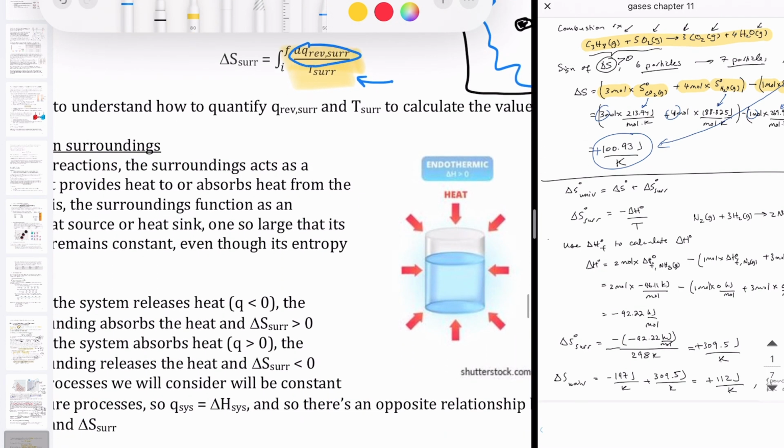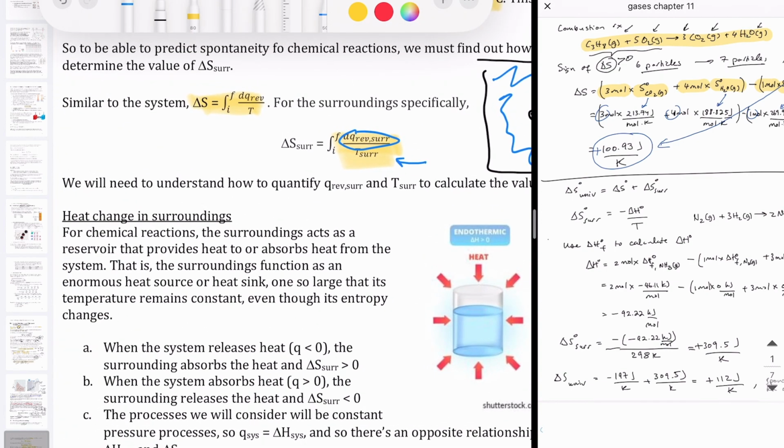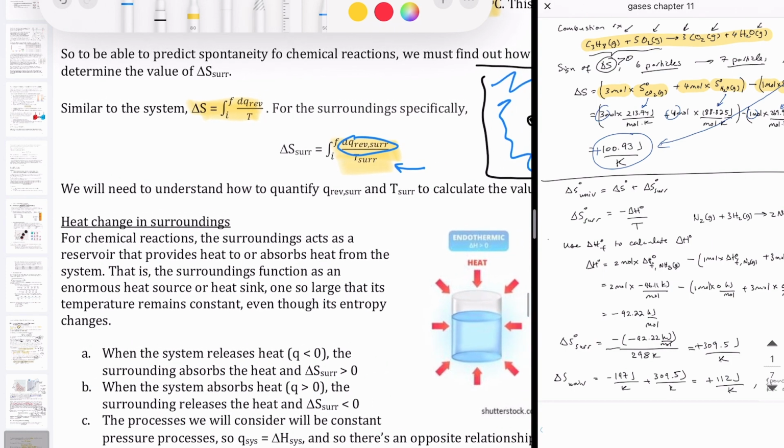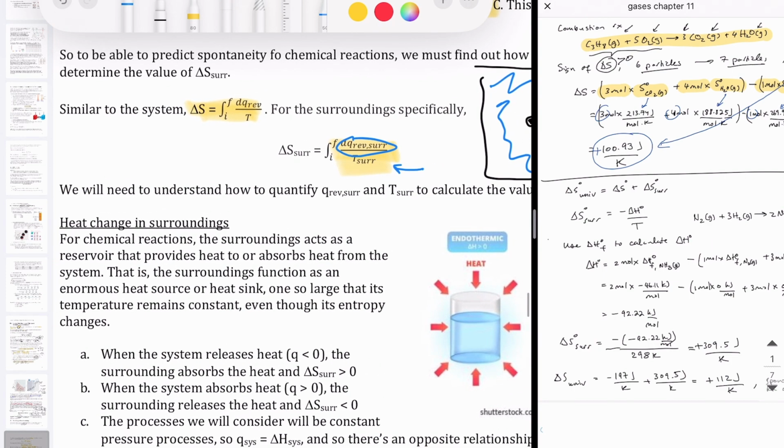However, the top component here is what we need to consider, which is what is the heat that the surrounding either receives or gives away. Well, what happened in the surrounding is not because of the surrounding, it's because of the system. The system is what is giving away heat to the surrounding or is absorbing heat from the surrounding. And the way that happens is dependent on what kind of reaction is happening in the system.